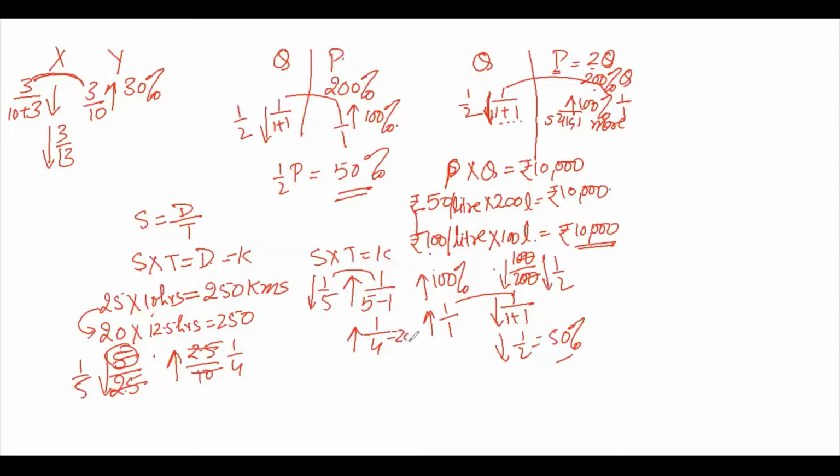What is 1/4? It is 25%. The time should increase by 25%. If the speed reduces by 20%, time should increase by 25% if the product is constant, which is distance is constant in this case.